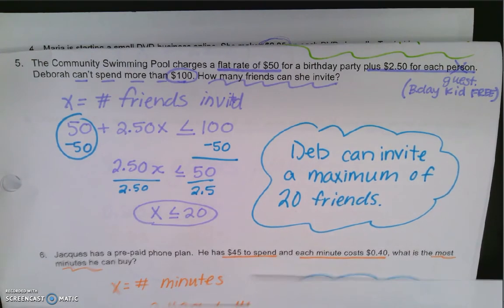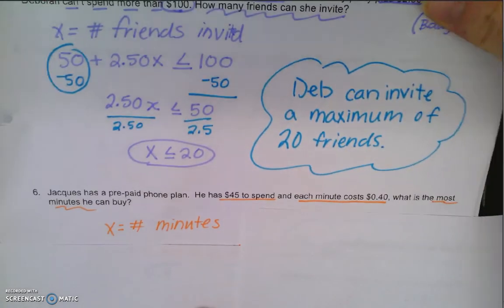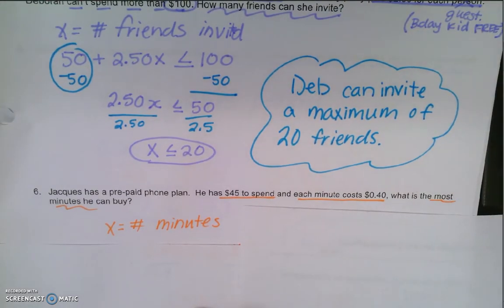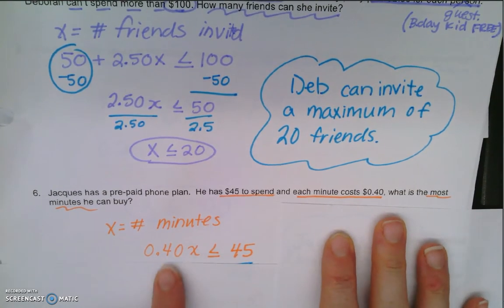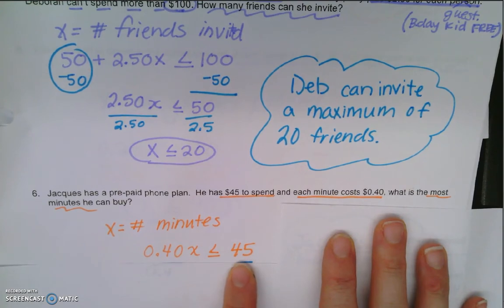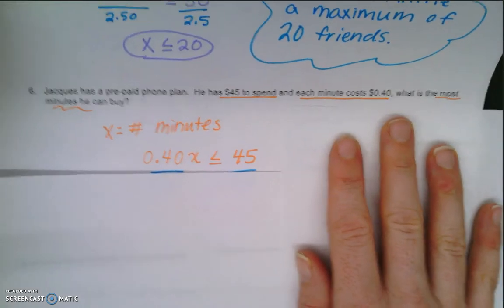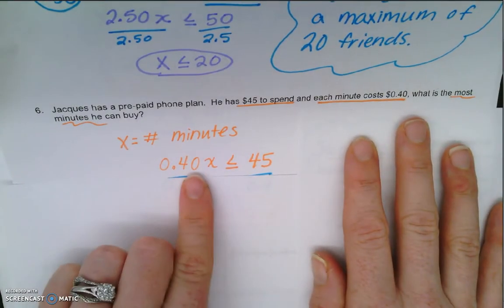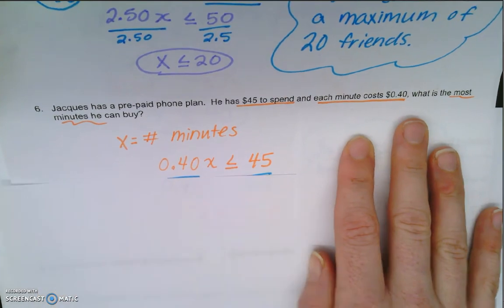On number 6, the unknown here is the number of minutes, because we want to know the most number of minutes that Jacques can purchase. Since we're charged 40 cents for every minute and we have $45 to spend, we can spend exactly or equal to $45, but we can't spend more than. So we have this amount is less than or equal to 45.